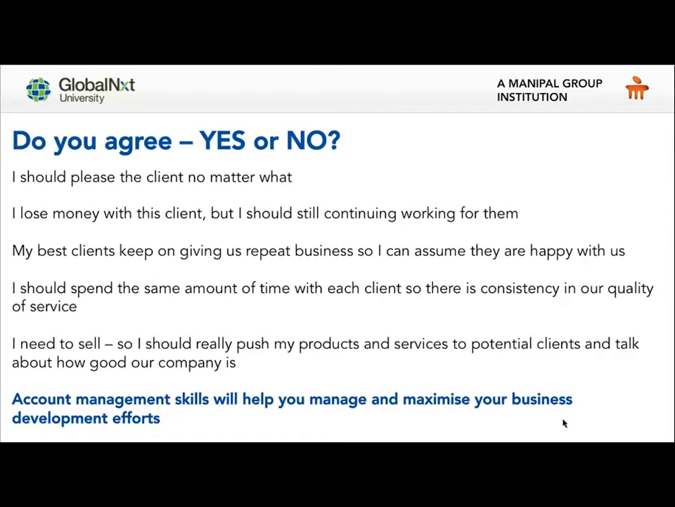So basically this competency cuts across lots of different levels, and it doesn't matter if you're a leader of any kind, if you're a senior manager of any kind, strategic account management skills are going to be very, very useful to you.